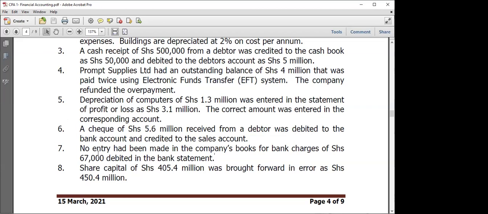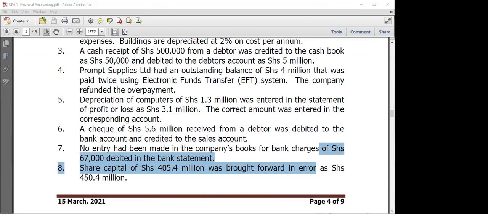So our next part is saying that no entry has been made in the books of accounts for bank charges worth 67 debited on the bank statement. Now, when they say debited on the bank statement, it means the bank debited it in the bank statement. But for us, we didn't do anything in our books. Now, this is an error of omission. So we are going to recognize our bank charges. Since they were debited on our bank statement, definitely they affect bank, and then we shall have bank charges there.